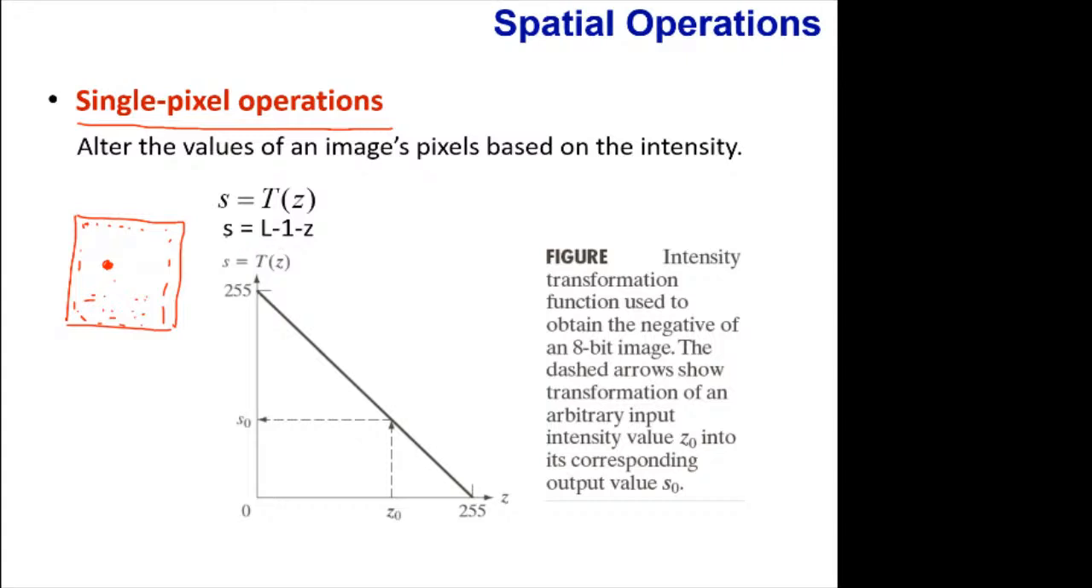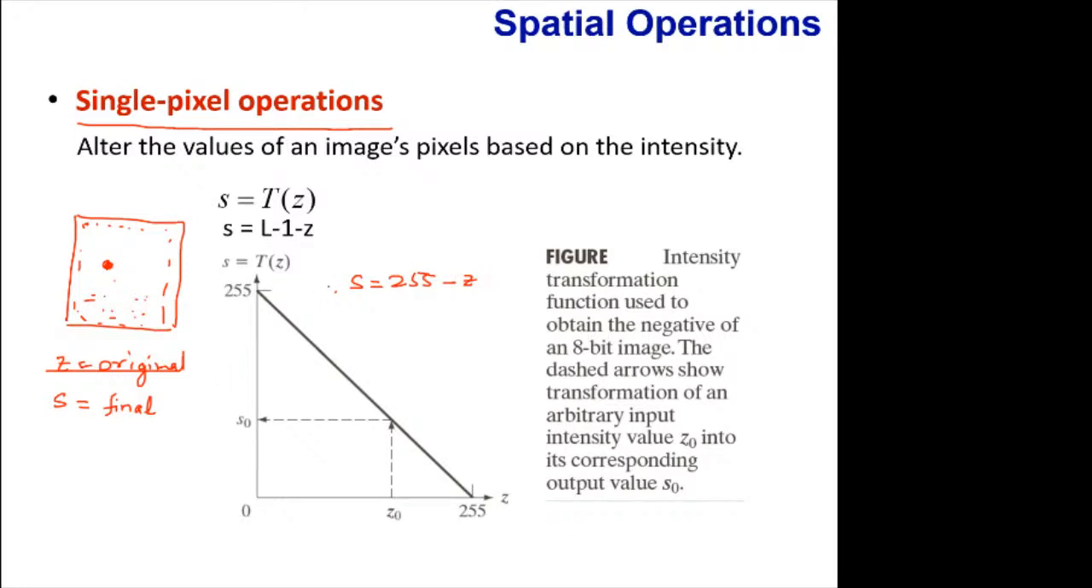The original intensity of this pixel is Z. Z is the original intensity of this pixel. And let us say S is the final value of intensity that we want. Suppose, just as an example, let us say S is equal to 255 minus Z.